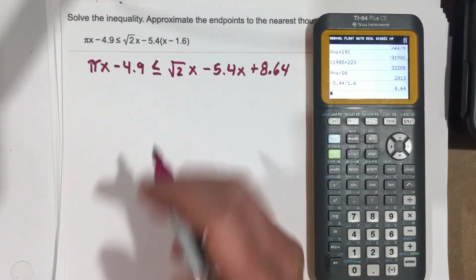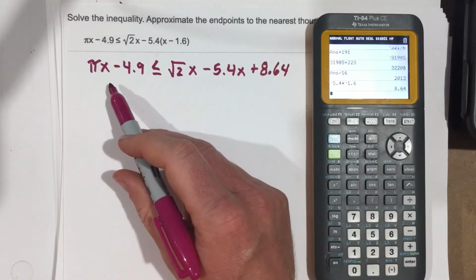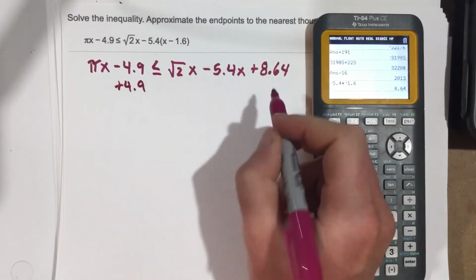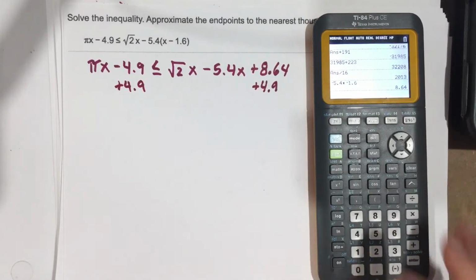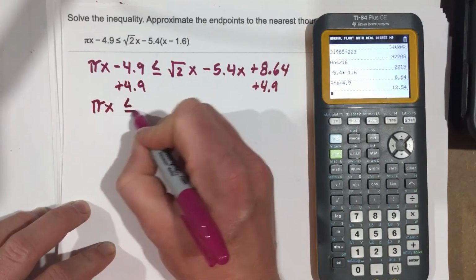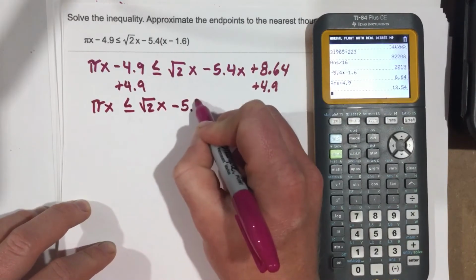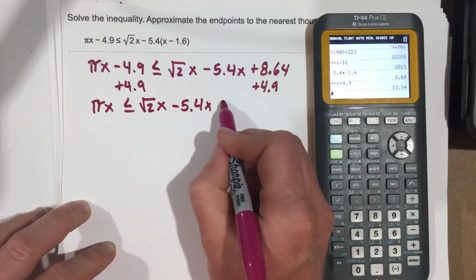So let's go ahead and move all the x values over to the left side and all the numbers to the right. We'll start with the number. So plus 4.9. We're going to add 4.9 here. So on my calculator, I'm just going to say plus 4.9. And I get 13.54. So I'm going to say pi x less than or equal to root 2x minus 5.4x. And then when I add the 4.9, I get plus 13.54.